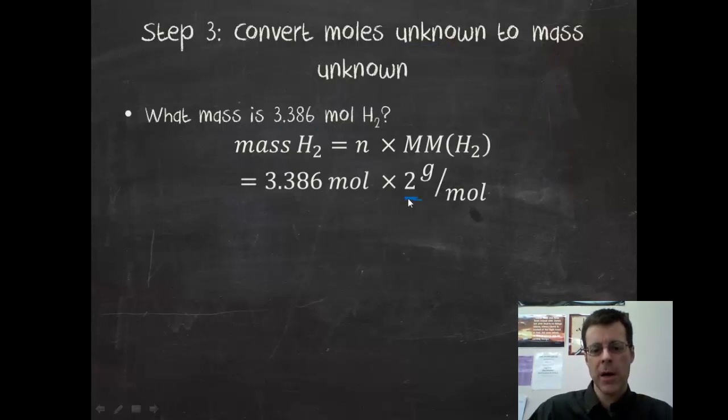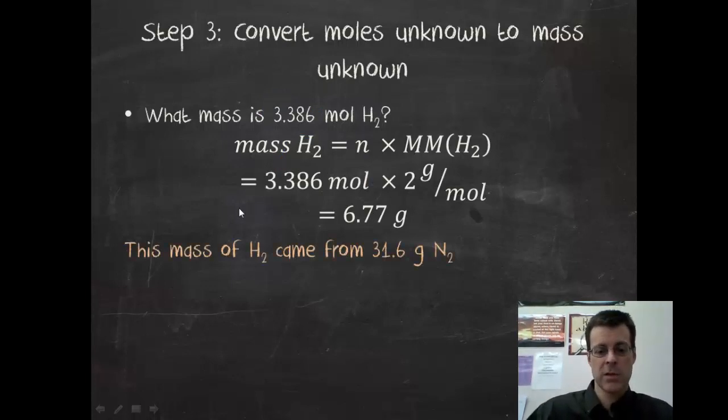Molar mass of hydrogen, 2 grams. Number of moles, which we calculated from before, 3.386. Solve that, and I have 6.77 grams. Now, if I combine all those steps, I took my mass of nitrogen, figured out the number of moles of it, figured out what that meant for moles of hydrogen, and now I've calculated the mass of that hydrogen. So all those 3 steps combine to be the answer to this one question.